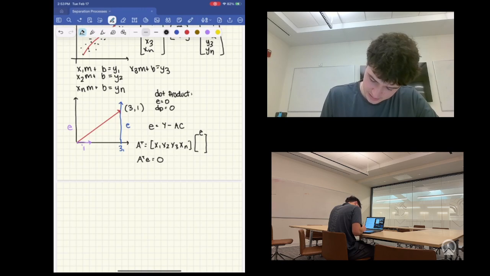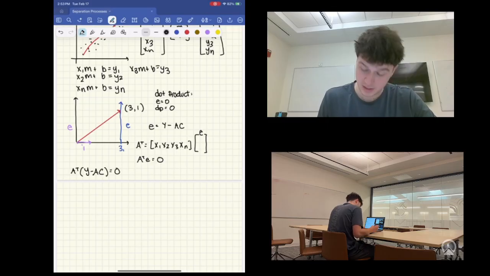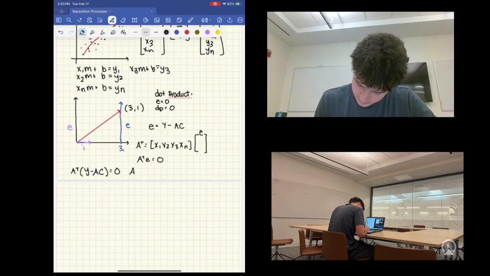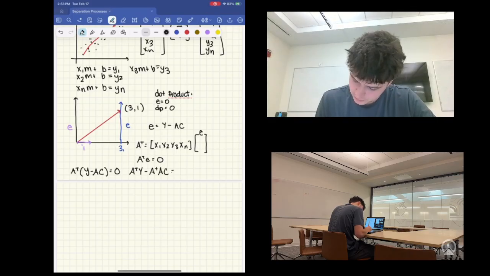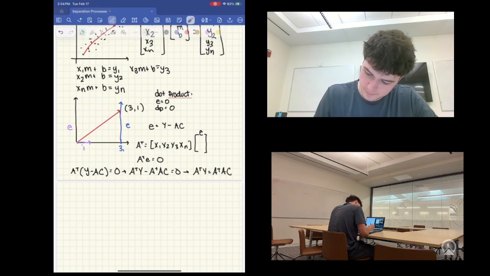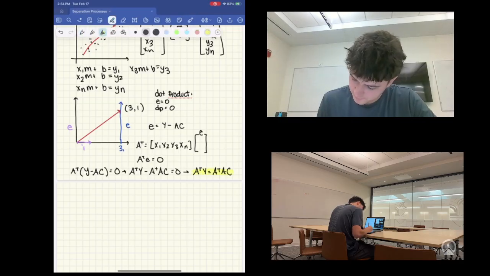So AT times Y minus AC is equal to 0. Now distribute that out. A transpose times Y minus A transpose times A times C is equal to 0. And then the final step will be to put these on opposite sides. So ATY equals ATAC.